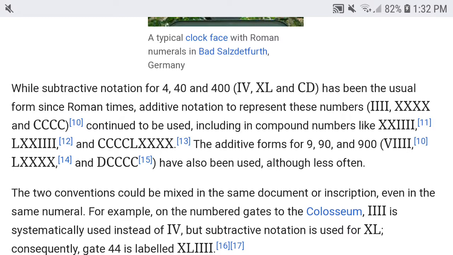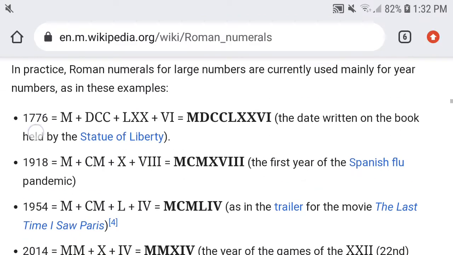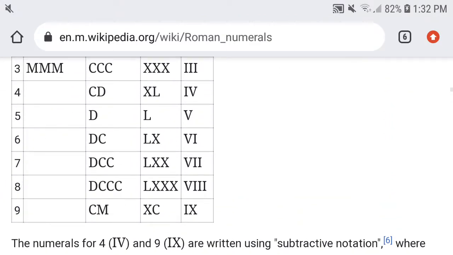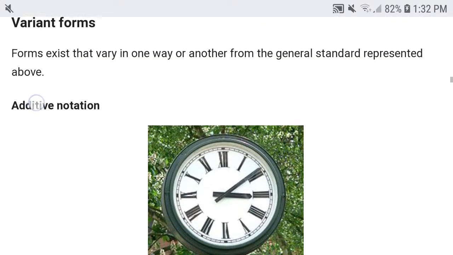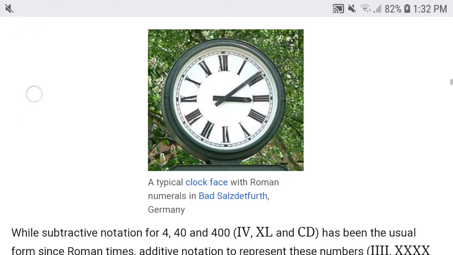V for I, L for X, D for C. What about DLC though? Does DLC mean anything? No, right? What is D again? D is 50, I think. D is 50, right? Oh no, L is 50. D is 500.